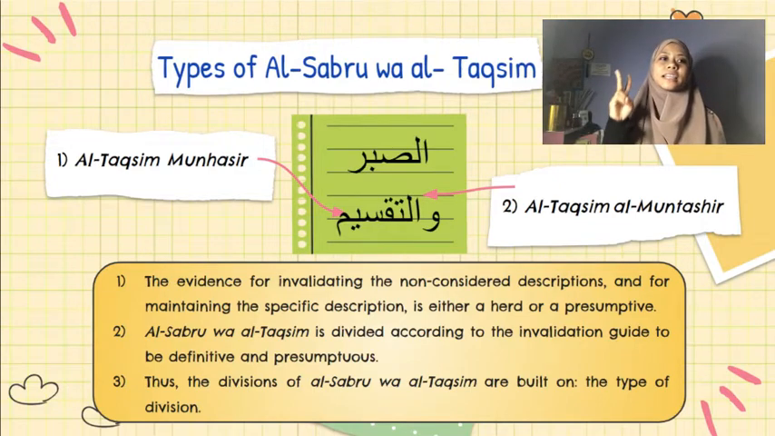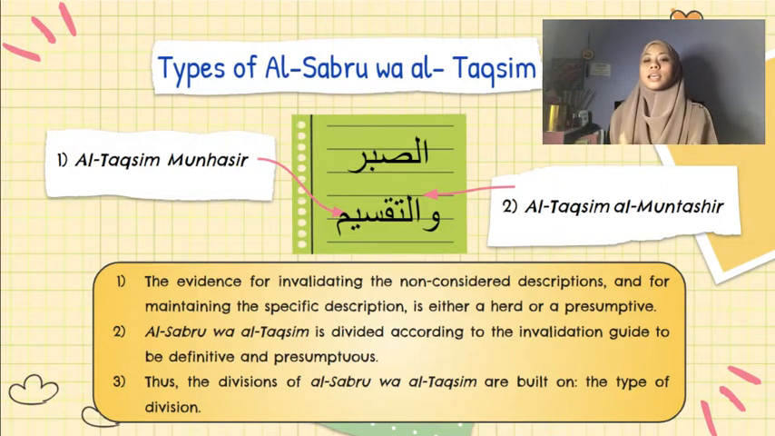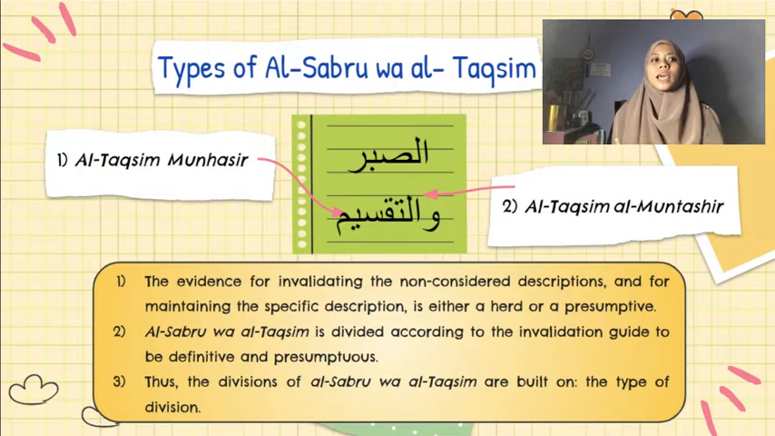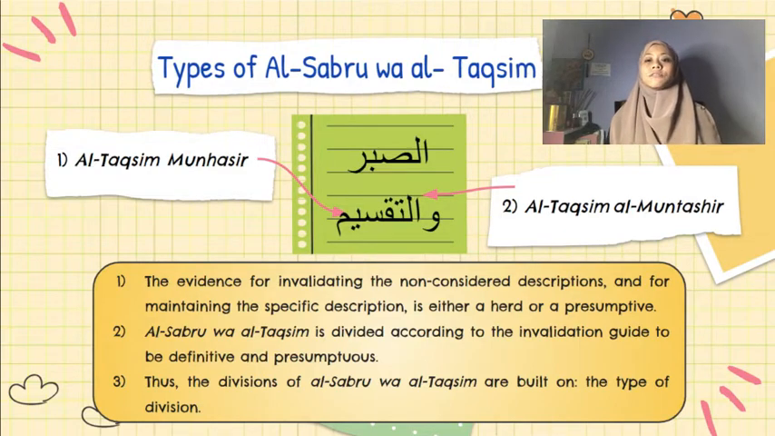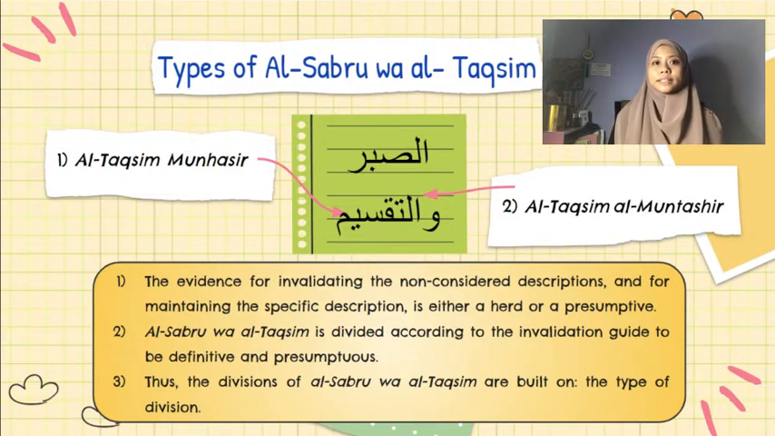Next, the second method regarding as-sabru wal-ikhtibar according to fundamentalists, when they look at the test of the descriptions confined to al-munhashir and al-muntashir, the evidence for invalidating the non-considered descriptions and for maintaining the specific description, it is either ahad or presumptive. As-sabru wa taqsim is divided according to the invalidation guide to be definitive and presumptuous.